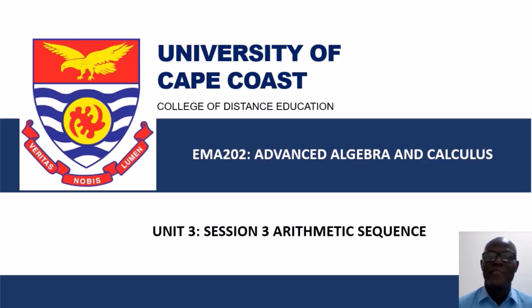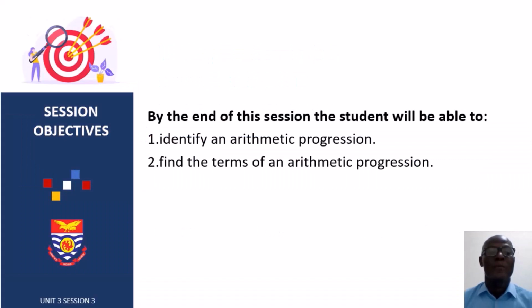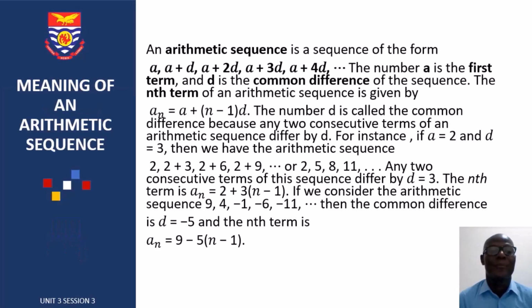Unit 3, Section 3, Arithmetic Sequence. Session Objectives. By the end of this session, the student will be able to: 1. Identify an arithmetic progression, and 2. Find the terms of an arithmetic progression.